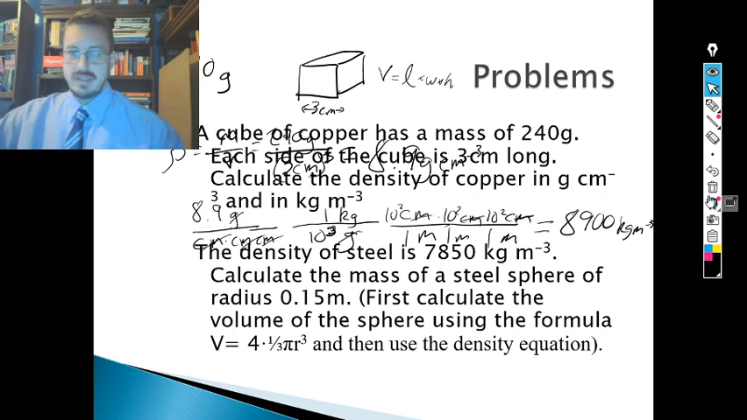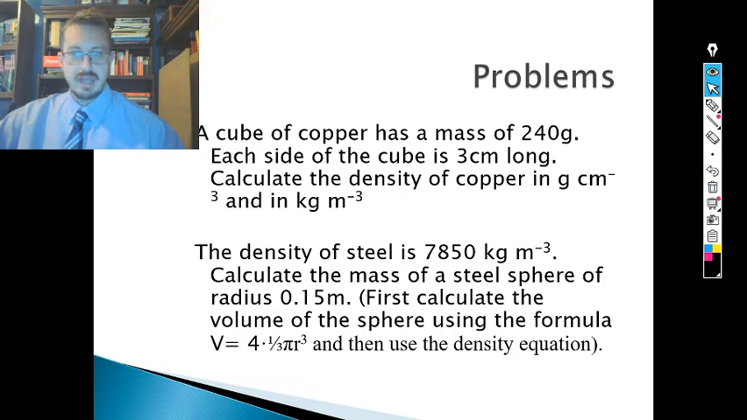The density of steel is 7,850 kilograms per cubic meter. Calculate the mass of a steel sphere of radius 0.15 meters. And it even gives us a hint here to first calculate the volume of the sphere using the formula 4/3 pi r cubed, and then use the density equation. So we're given the density, and we're given the radius of the sphere, and we're asked to calculate the mass of this sphere. All right, let's go ahead and do our working on the next page.